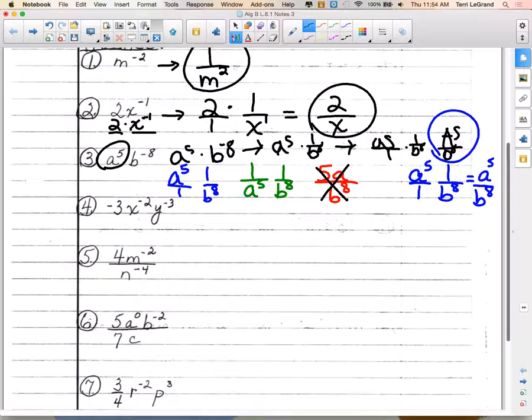No, we don't need to mess with it if it's not a negative power. We do not write it like this. It would have to be up here because it was positive all along. Don't mess with it. And this one, what would happen? If we took a to the 5th times 1, wouldn't we get a to the 5th? Yep. And if we took 1 times b to the 8th, wouldn't we get b to the 8th?